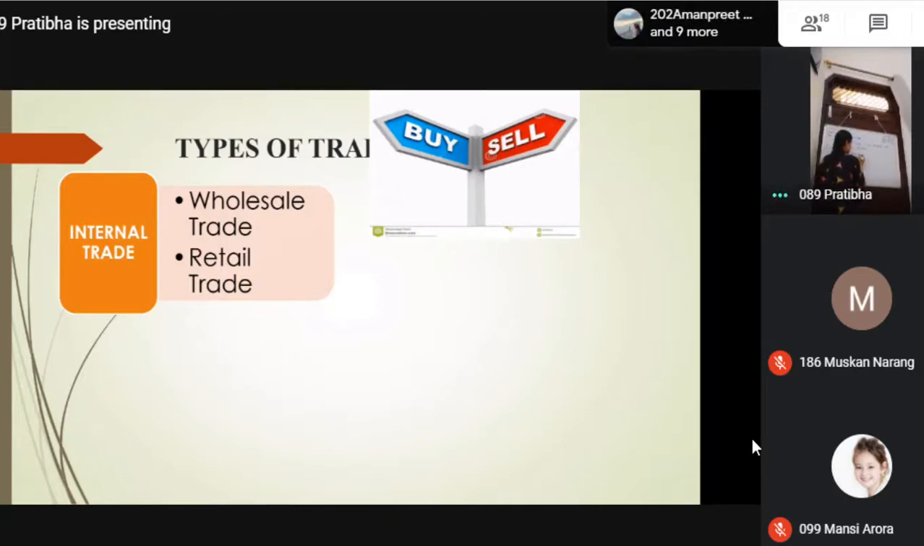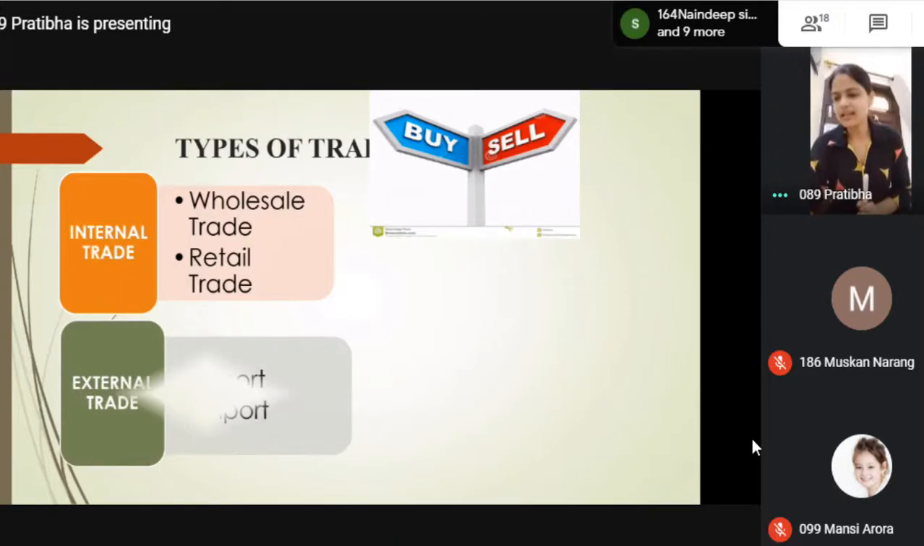Within the geographical boundaries of a country. It involves two categories. First is wholesale trade. Wholesale trade refers to buying and selling of goods in a large quantity, and retail trade refers to buying and selling of goods in small quantities.